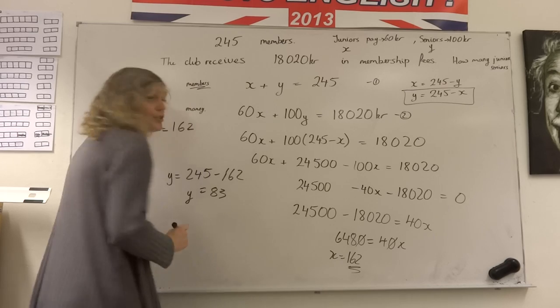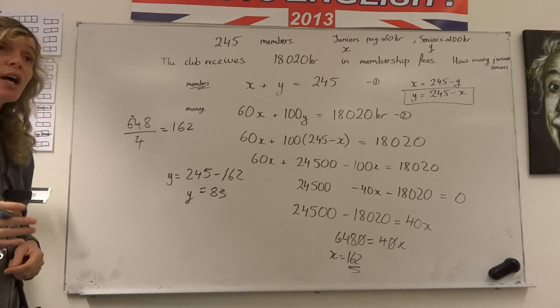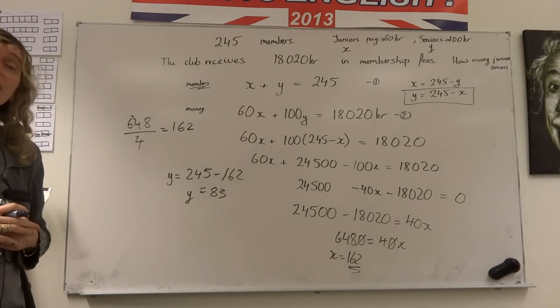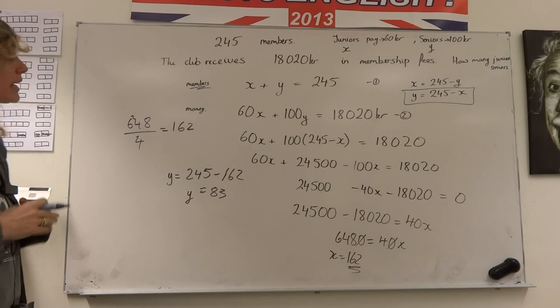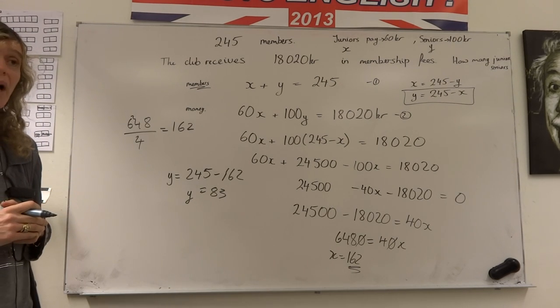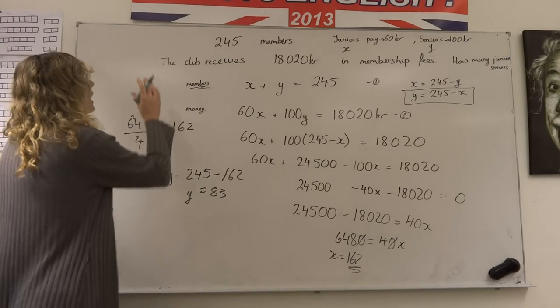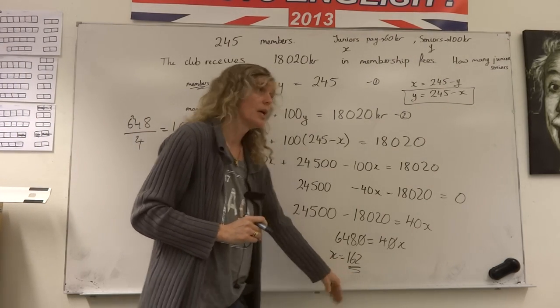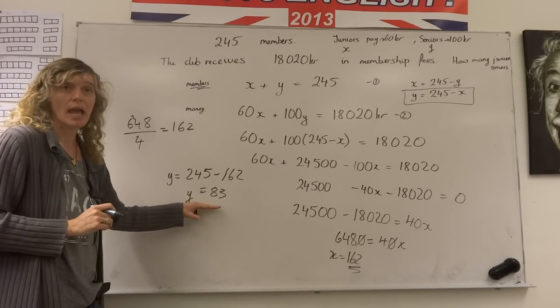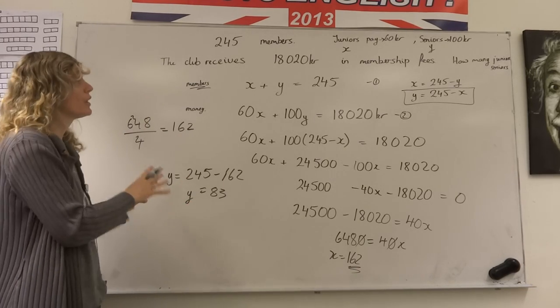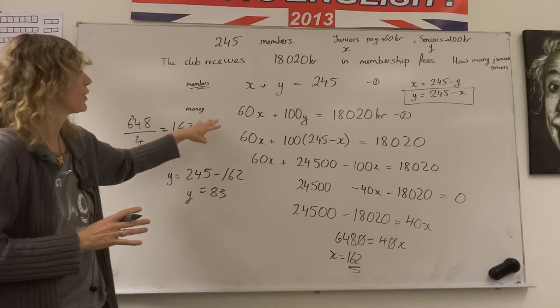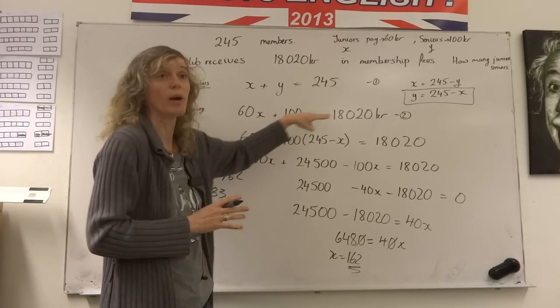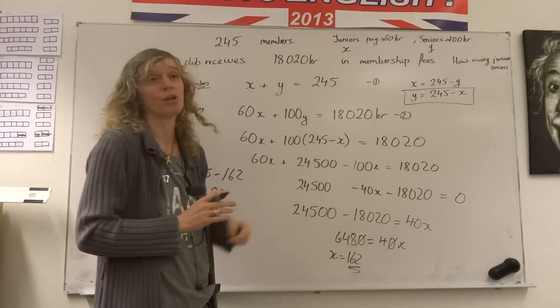So I now have to remember to answer the question. The question was, what is the number of juniors, what is the number of seniors? And it's not okay to just leave it as x and y here. You should be writing number of juniors is 162, number of seniors is 83. But before you did all that, of course, you would do your check by putting all of these numbers back into this equation, now that you know x and now that you know y.